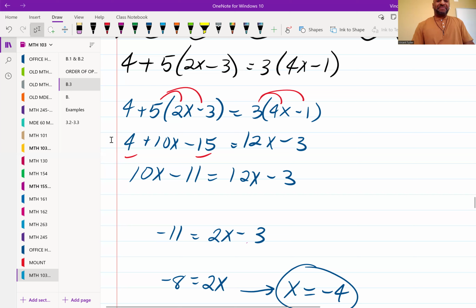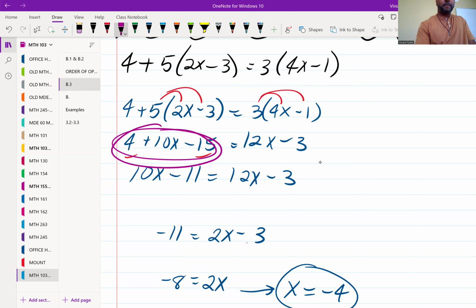So, all right. So 5 times 2x is 10x. 5 times negative 3 is negative 15. That's how we got that. 3 times 4x is 12x. 3 times negative 1 is negative 3. So now over here on the left side of my equal sign, I went ahead and combined my like terms. I had 4 and negative 15, which gave me negative 11.